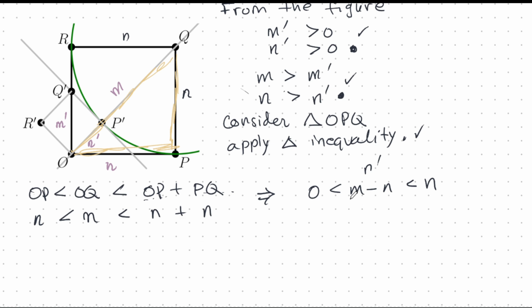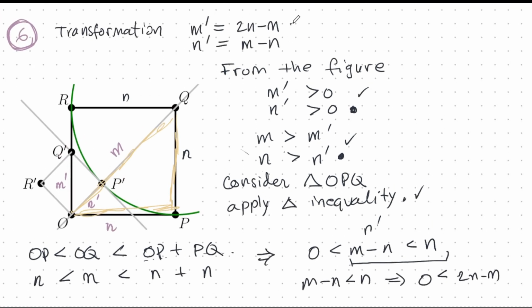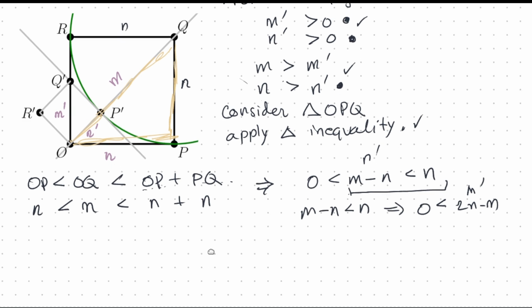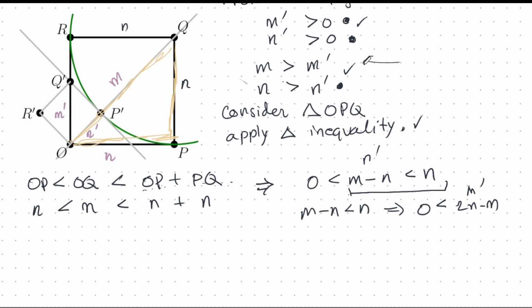Now let's take these two here and let's rearrange this a little bit, and we get 0 less than 2n minus m, but that is our transformation m prime here. So I have this one is done now. I just have one left. I have to prove this one here.